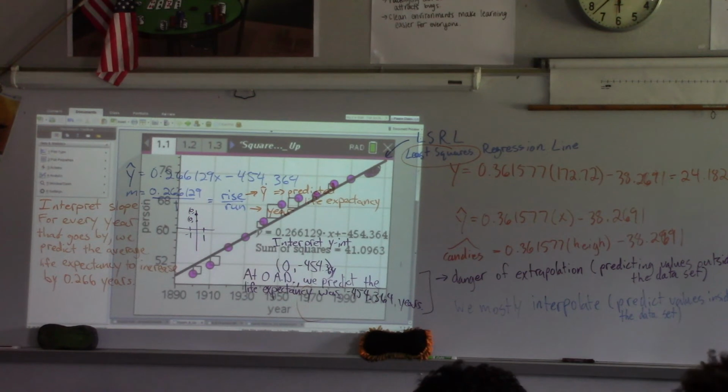So, again, you're going to have to interpret slope and interpret y-intercepts for the test. I'm telling you that right here and right now. So you have to be able to explain what those numbers mean.